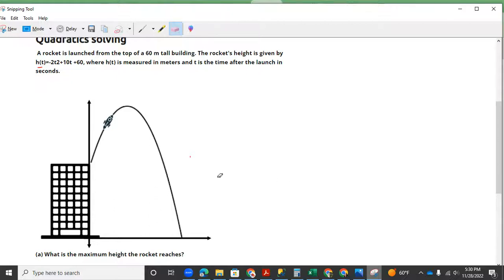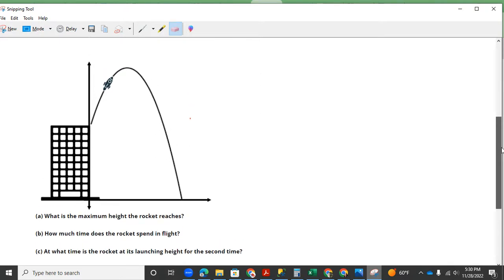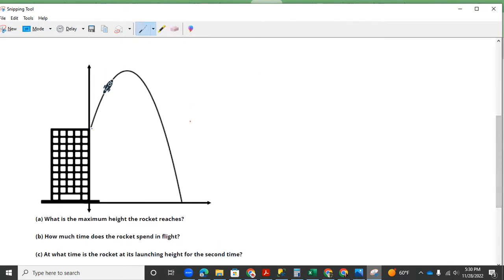All right, this is to answer question number 3. Question number 3 is: at what time is the rocket at its launching height for the second time? Remember, your rocket started getting launched at 60 feet. It went all the way up to the vertex, the maximum height, and then starts to go down. As it goes down, at some point it will reach a height of 60 feet again. That is the launching height. It will reach it for the second time.